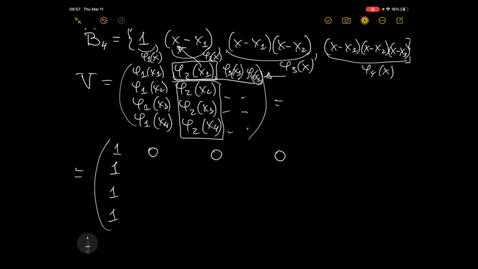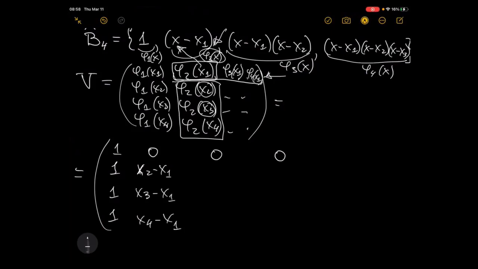Below, what will I get? So just tell me, I'm substituting into phi2. X2 minus X1. Below? No. So you see, I'm substituting x2. Now I need to substitute x3 below, for the element below. X3 minus X1. X4 minus X1.